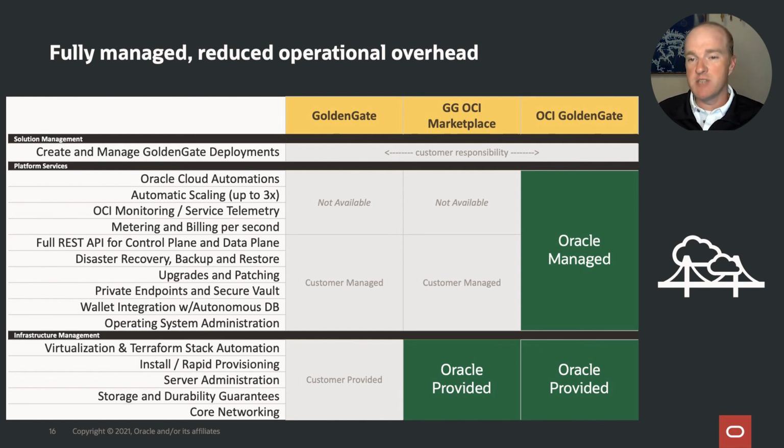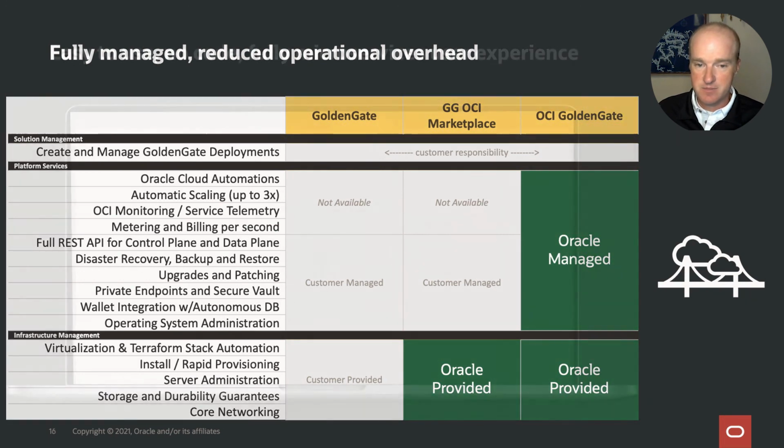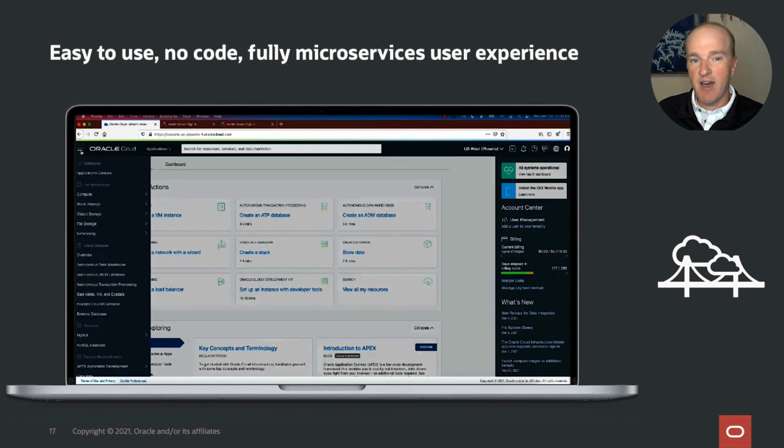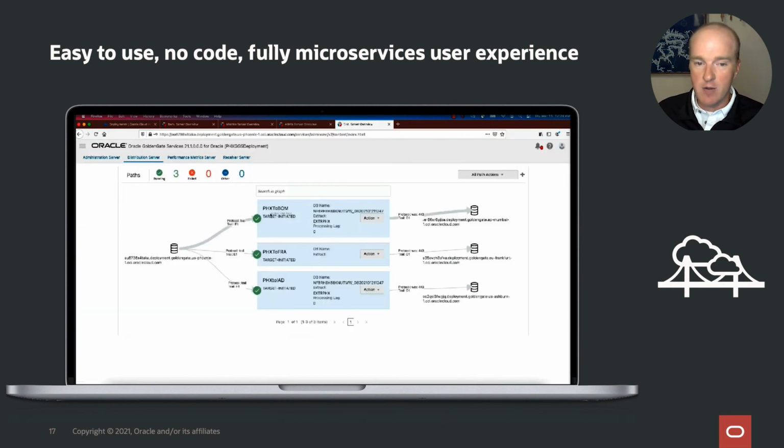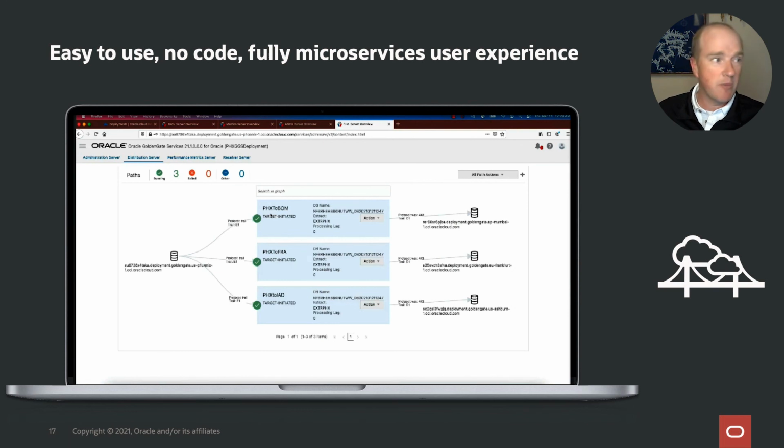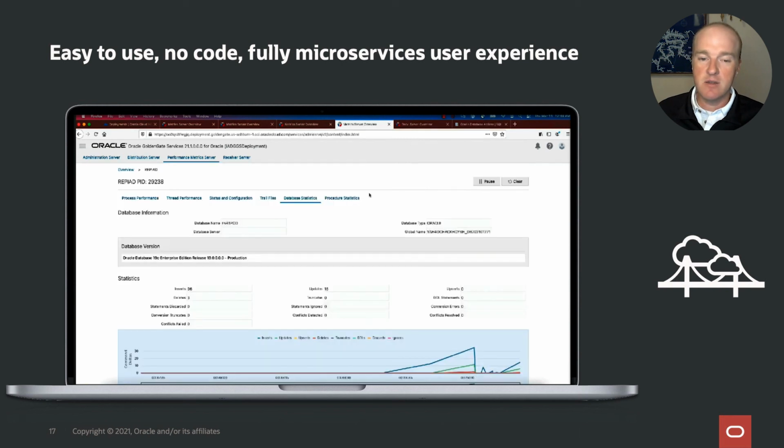And now we move into OCI GoldenGate, the fully managed service, providing all of these platform services that we would expect out of the box. So being able to have upgrade and patching, automatic backup and restore, metering and billing, and full elasticity. And all this is provided within our microservices experience in a very low code, really no code environment to be able to create your extracts, create your replicats, and manage and monitor the replication within OCI GoldenGate.